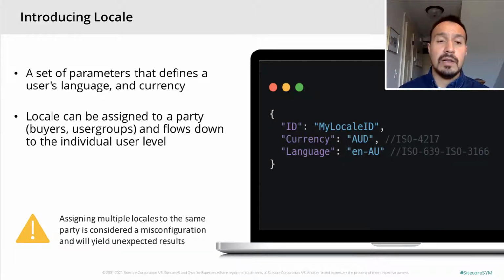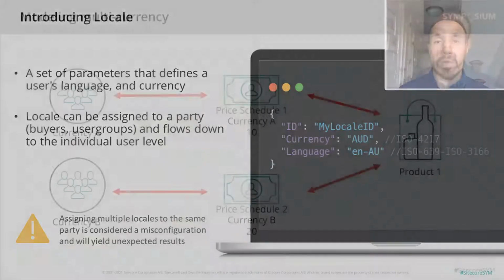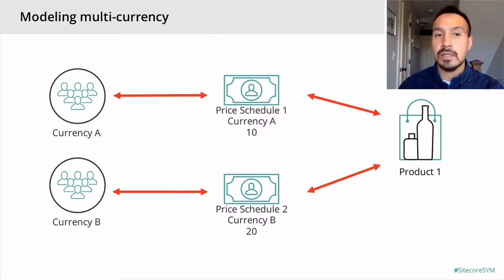Now, one thing I did want to call out is that assigning multiple locales to the same party is considered a misconfiguration, and it will yield unexpected results. So at this time, a user can only have one locale and one currency associated with them. All right, let's check out what this looks like conceptually.